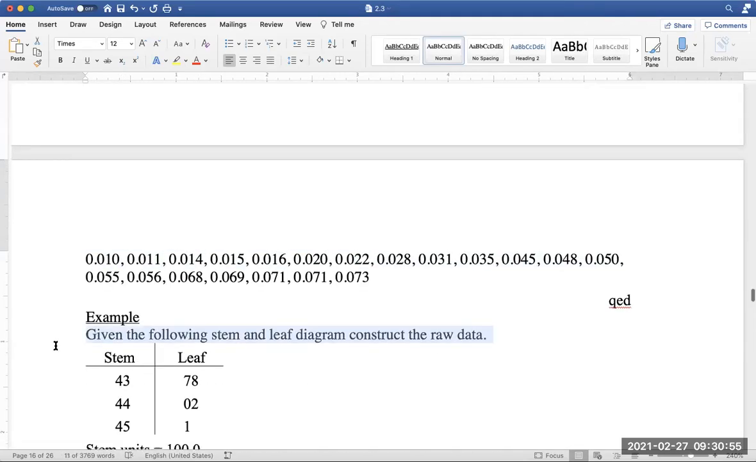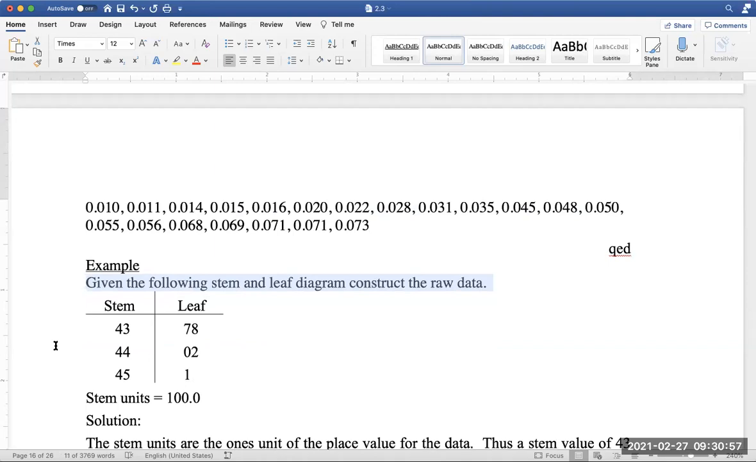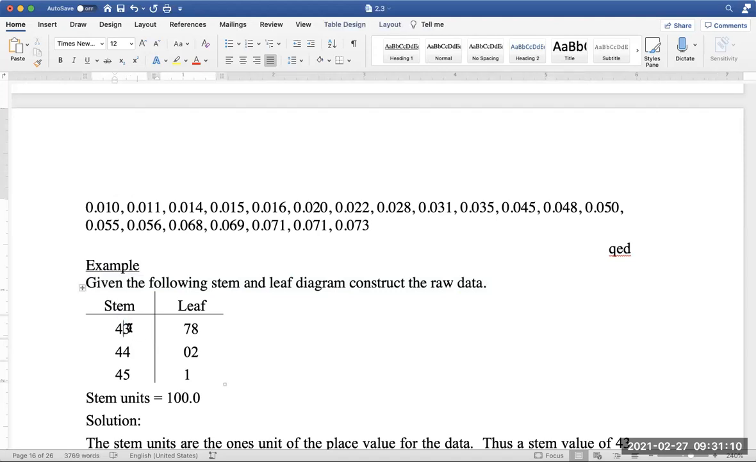Given the following stem leaf diagram, construct the raw data. So let's determine the raw data from this stem leaf diagram. In this case, the stem units are hundreds. So the 3 in the 4, 3 here should be the hundreds place value. So this is 4,300 followed by a 7.